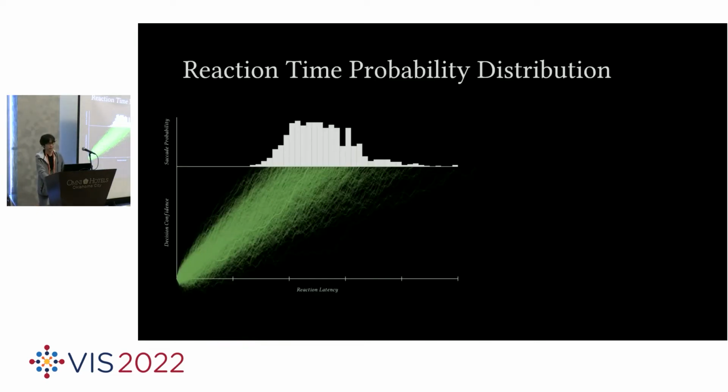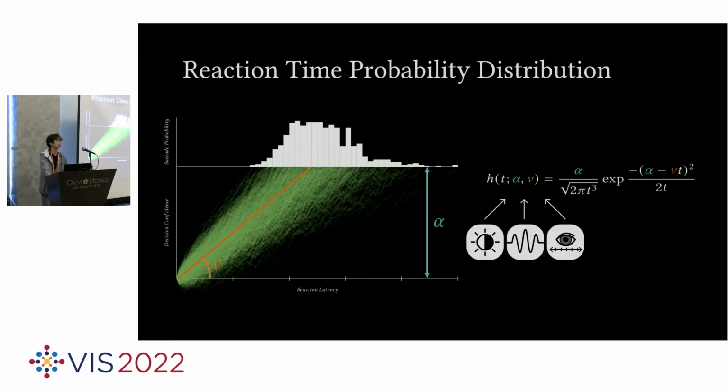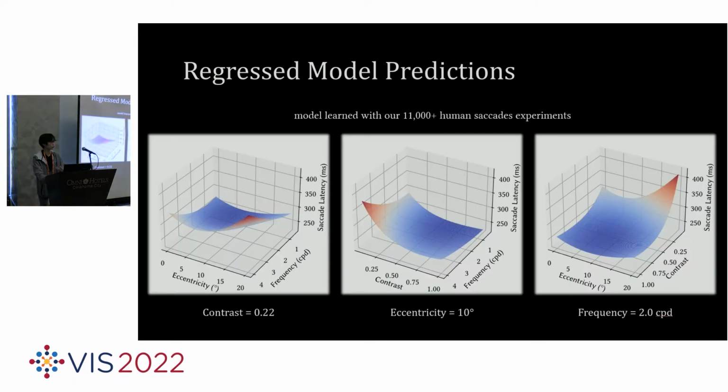The nice thing is that the probability density function for the reaction time model results in a closed form solution with two open parameters. Our task now is to relate these two open parameters to the features of interest to us, namely the contrast, frequency, and eccentricity of the images that we see on a display. We ran a user study to collect real data of what this relationship is, and ran a regression model to find the parameters and fit them to the user study data.